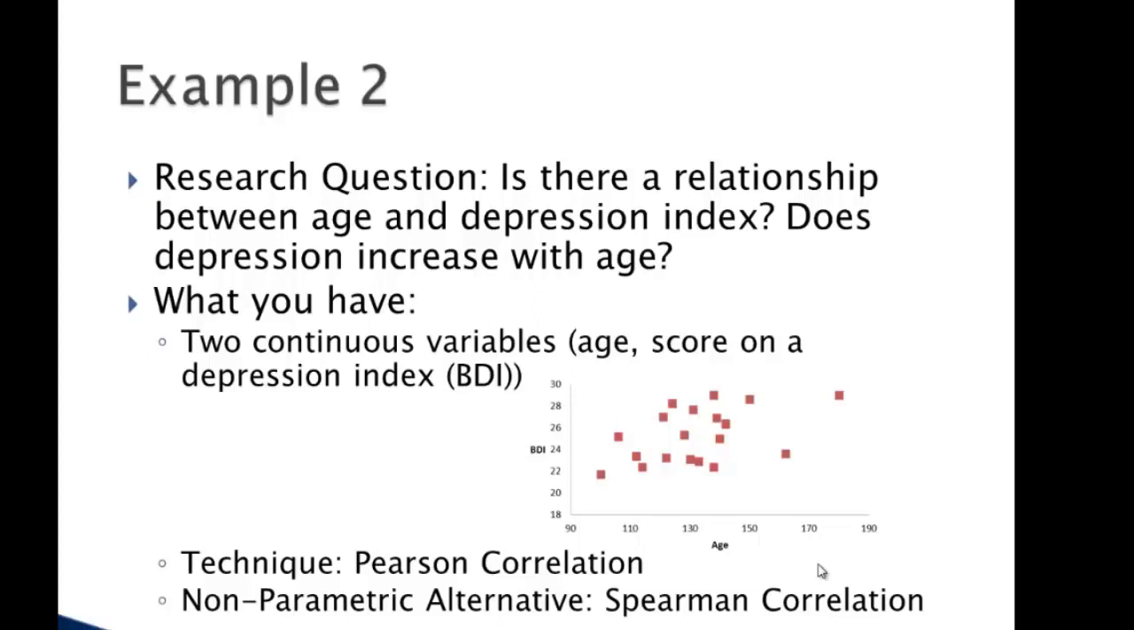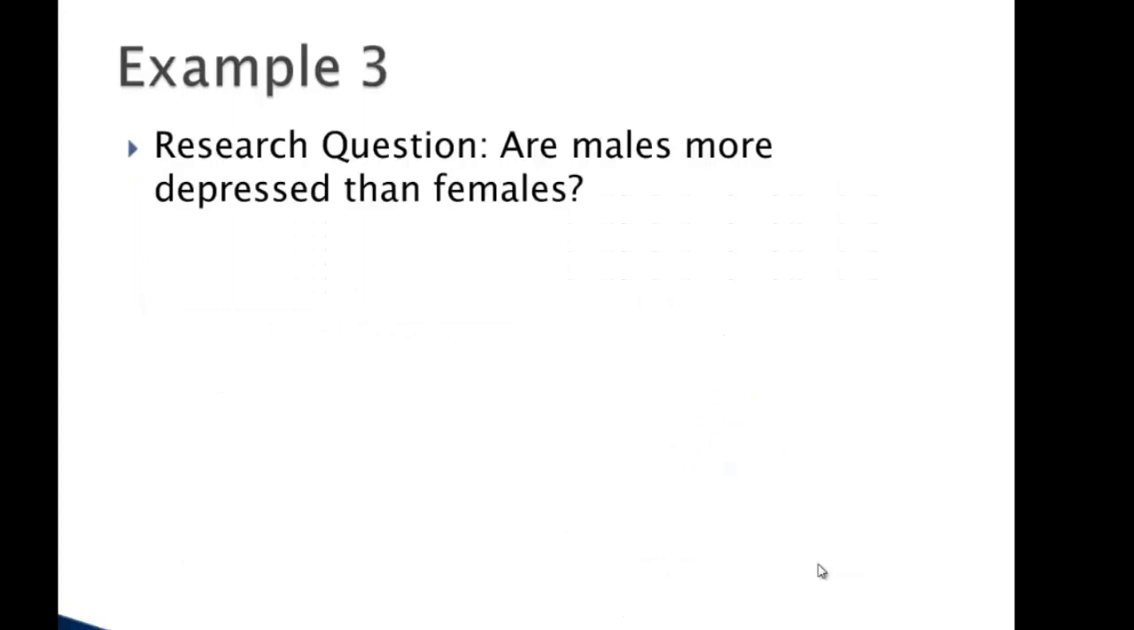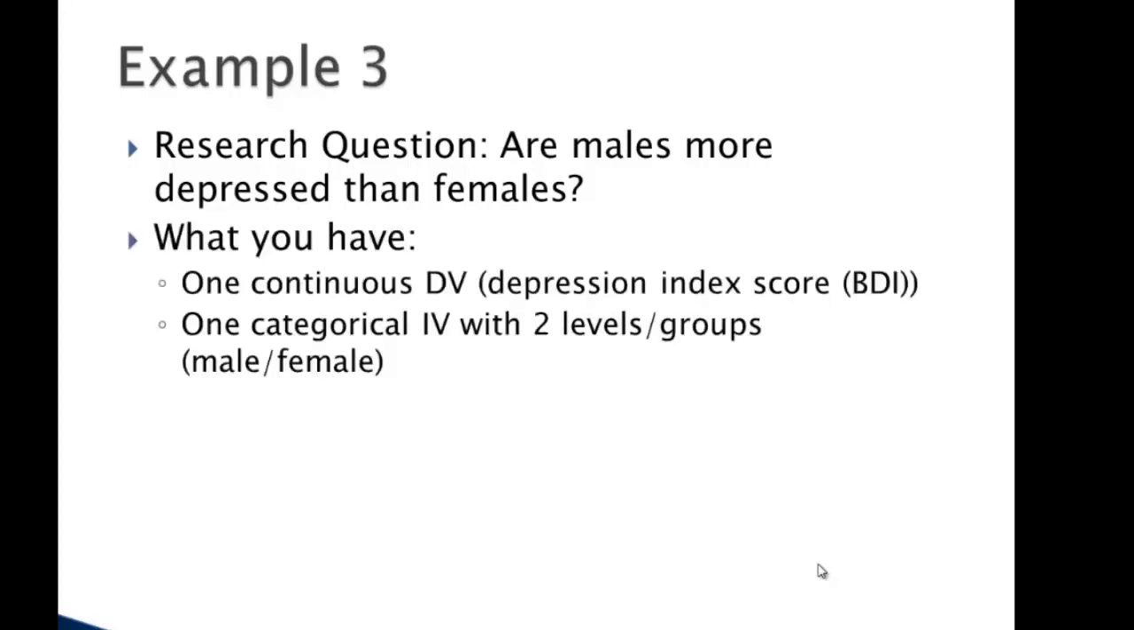Okay, another example. Research question is, are males more depressed than females? In other words, are there higher levels of depression in one gender versus another? So what we have is one continuous outcome or dependent variable. In this case, we're still sticking with our depression index score. That's a numeric outcome. We have one categorical independent variable with two levels. So our independent variable is gender, in this case with two levels, male and female.